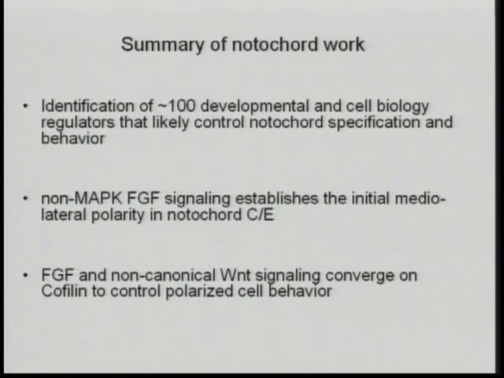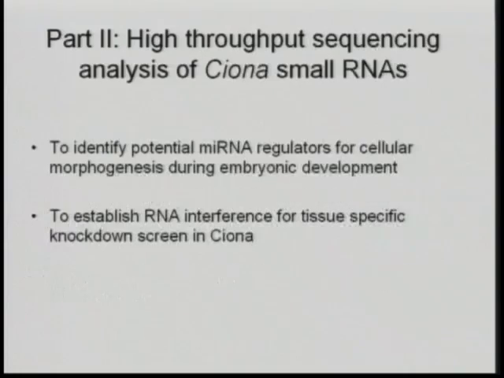So this is a summary of the notochord projects I have talked about so far. First, I used microRNA to identify over 100 candidate genes for both notochord specification and cell behavior. They're candidates for gene function studies. I also showed how the FGF signaling pathway established the initial polarity in the convergent extension process. And finally, I showed some preliminary results showing how the two pathways together act through Cofilin to control actin dynamics within notochord cells. So now I will switch gears to talk about the small RNA studies in the next 10 minutes or so.